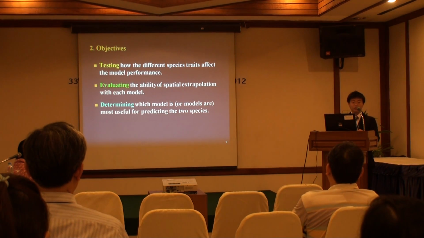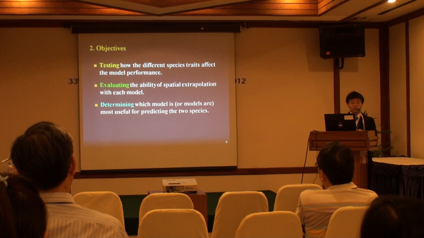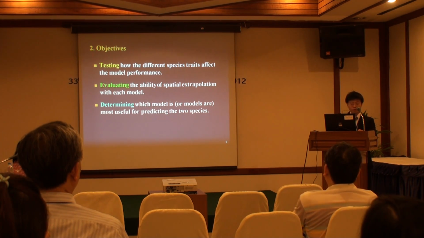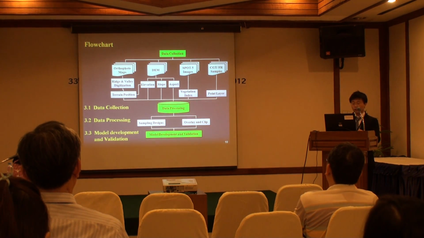The objective of this study is to check 3 points. The first is testing how different species traits affect model performance. The second is evaluating the ability of spatial extrapolation of each model. And finally, determining which models are best used for predicting the two species. And then I'm going to talk about the flowchart.